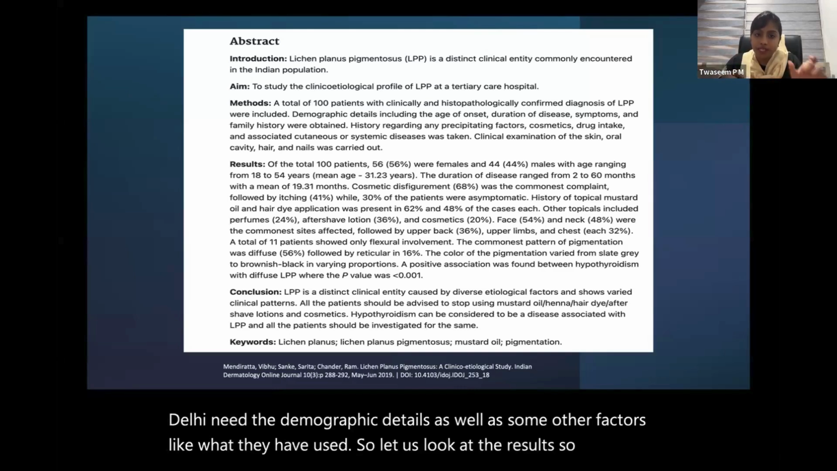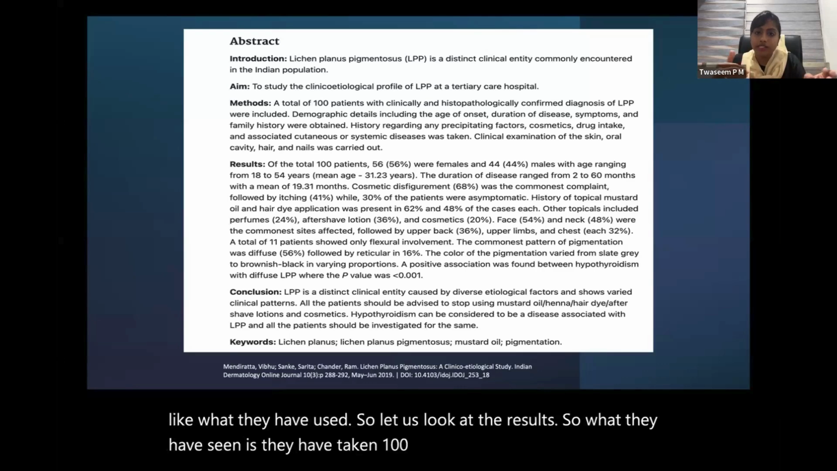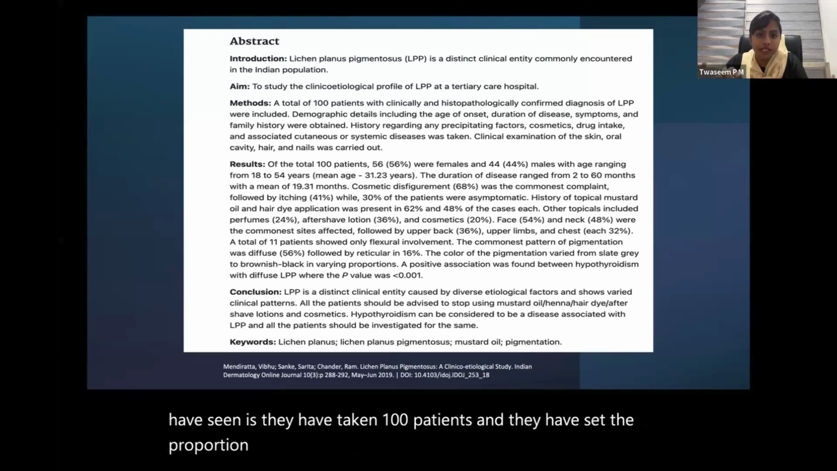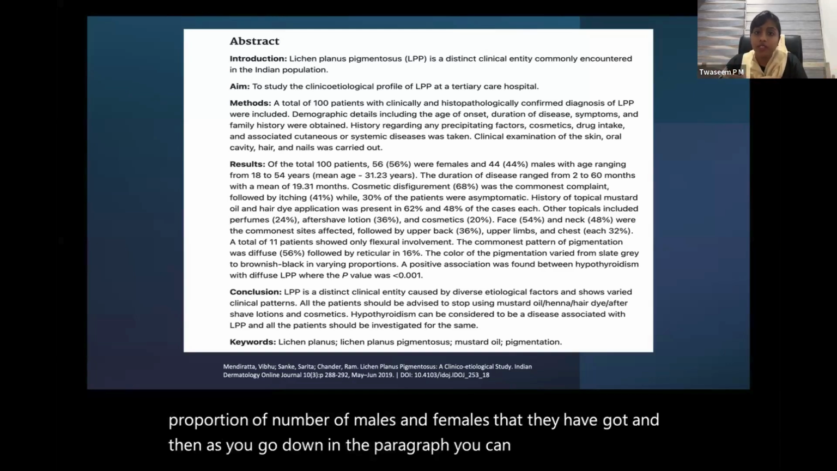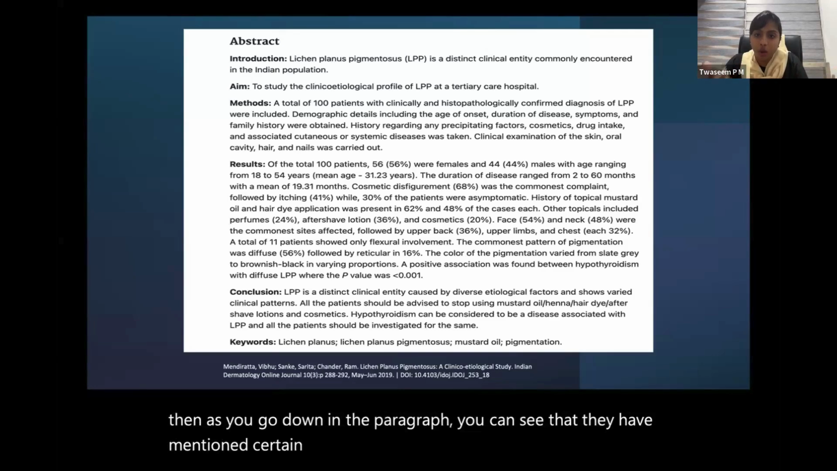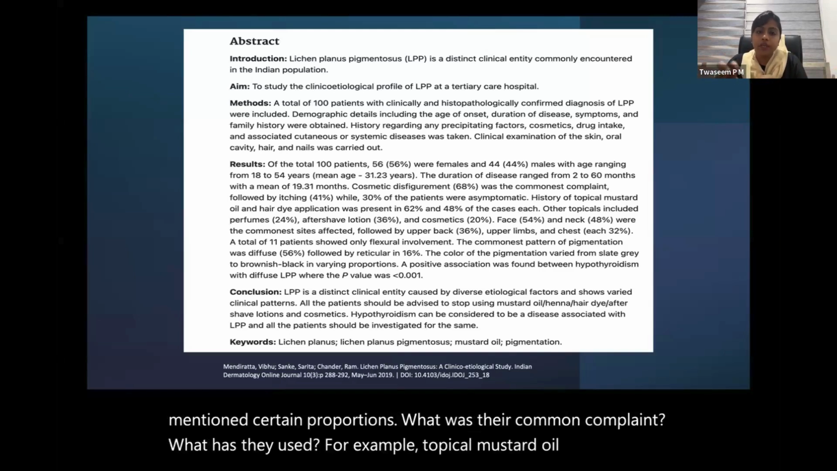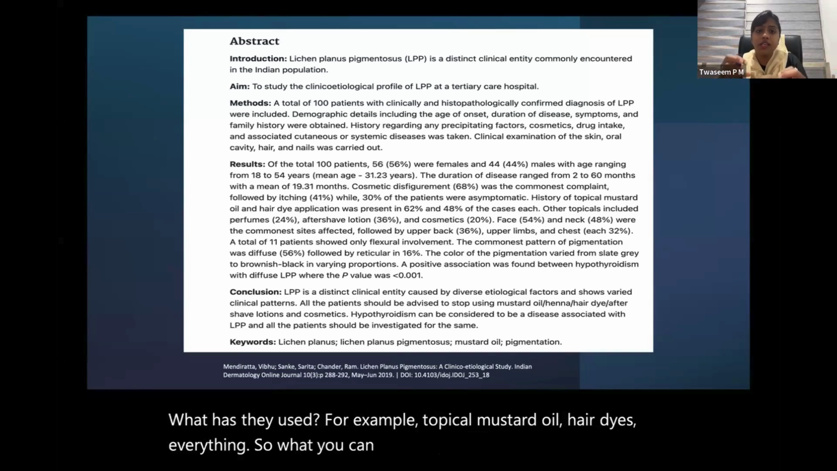So what they have seen is they have taken 100 patients and they have set the proportion of number of males and females that they have got. And then as you go down in the paragraph, you can see that they have mentioned certain proportions. What was their common complaint? What have they used? For example, topical mustard oil, hair dyes, everything. So what you can see is they have mentioned certain percentages of the occurrence.